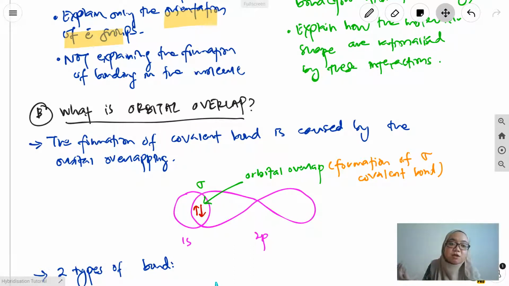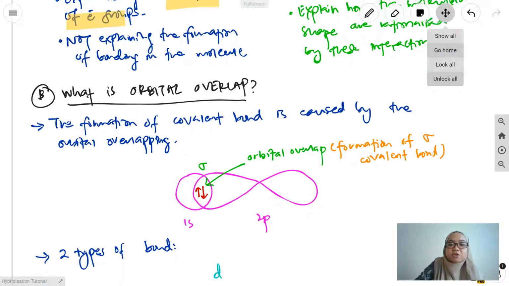So how does the orbital overlapping occur? So when two atomic orbitals interact with each other, each of the atomic orbitals will then contribute one unpaired electron to another atomic orbital for them to form a sigma bond or a covalent bond. Okay, so this orbital overlapping will cause the formation of a sigma covalent bond here. So for example, one unpaired electron from one s orbital will share one electron with one 2p atomic orbital.